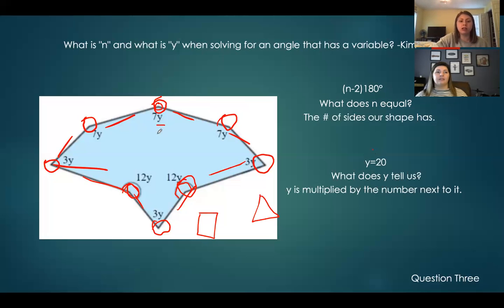So we would take 20, and you would multiply that by the number in front of it. Because these two right next to each other is just understood multiplication. It doesn't have parentheses. It doesn't have a multiplication sign. But if you have a number and a variable standing next to each other, you're supposed to multiply that. So that's all it is. So you'd have 7 times 20, 3 times 20, 12 times 20.